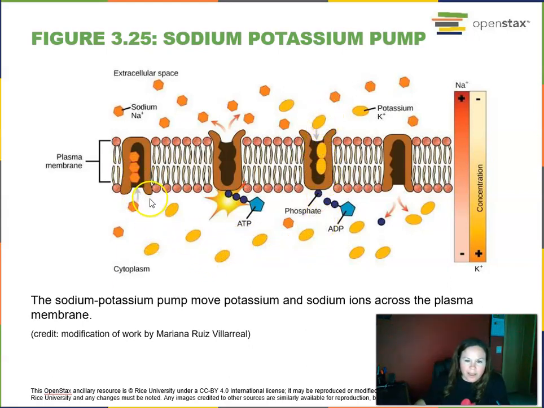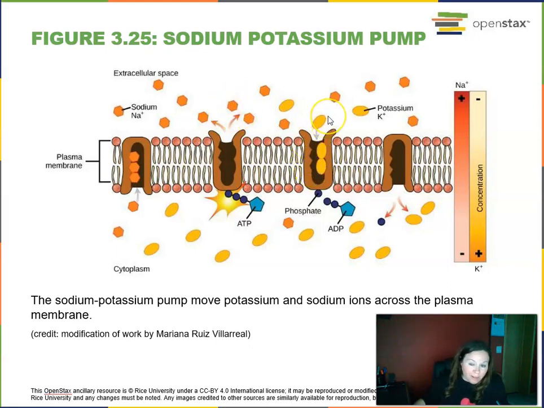So if we follow the diagram, we've got our protein, which is shaped like this, and three sodiums are going to come from the cytoplasm of the cell and bind into that protein, into their spots. Then ATP, the energy molecule, is going to bind to that protein and make it have a conformational change and basically push those 3 sodiums out to where they belong, to the extracellular fluid out here.